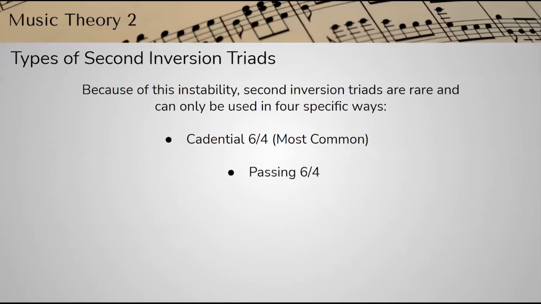The next, probably most common, is the passing 6/4. Then we also have something called a pedal 6/4. And finally, we have what's sometimes called a bass arpeggiation 6/4. So 6/4 is just shorthand for saying second inversion triad. We're saying that these are 4 different types of second inversion triads. They're all different ways that second inversion triads are used in music, and they all create different effects.